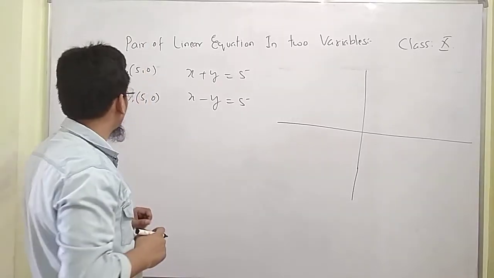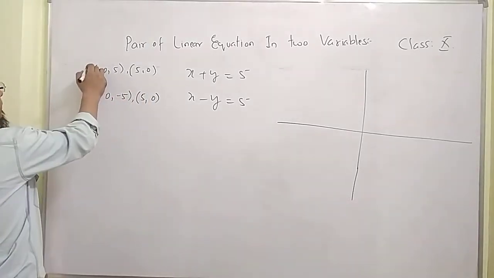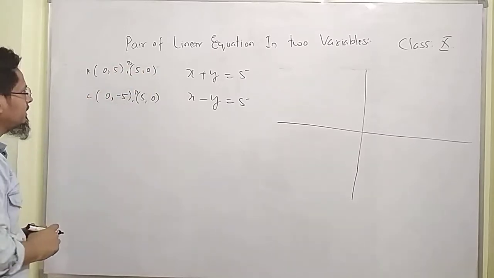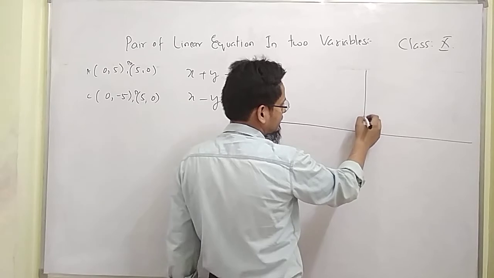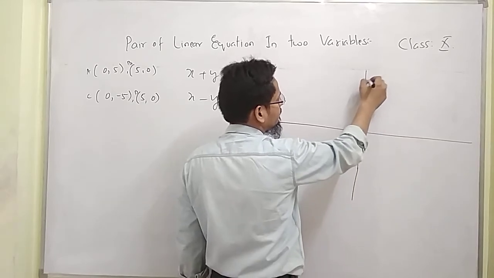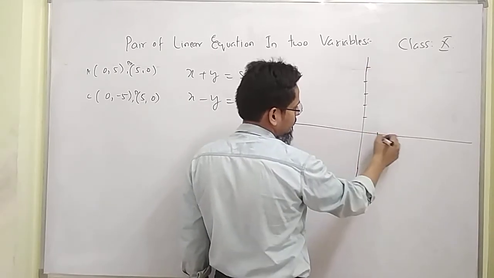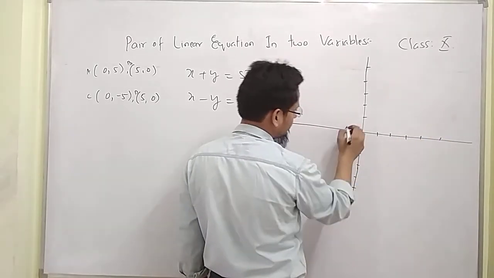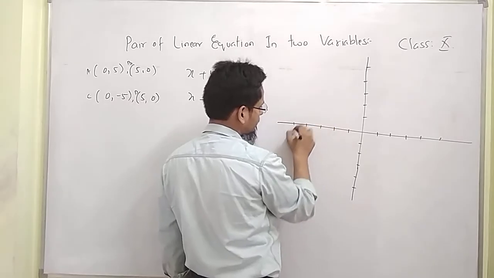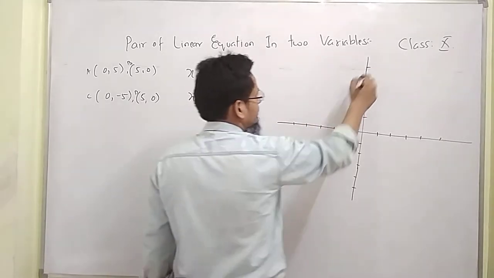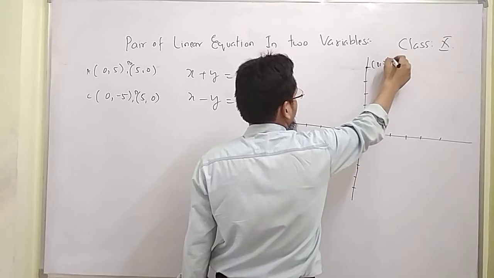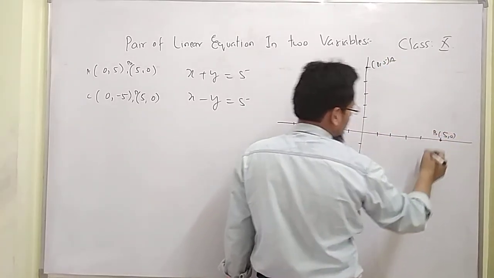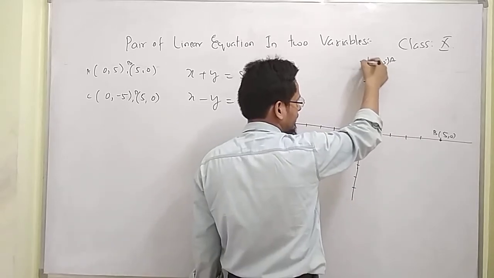So now I am going to draw these lines. This point is A and B, this is C, and this is D. So 0 comma 5, it is 1, 2, 3, 4, and 5, and on the x axis 1, 2, 3, 4, 5. This point is 0 comma 5. It is 5 comma 0.